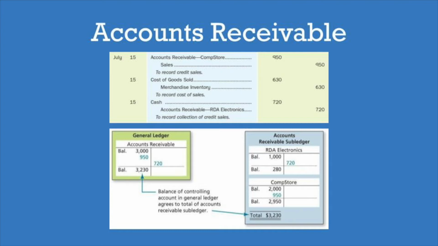This gives an idea of the accounts receivable entry, the inventory entry, and when cash comes in to cover off the accounts receivable.